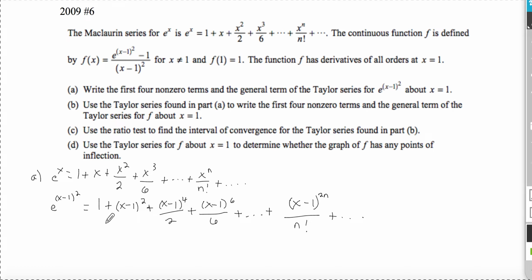Then we stand back and check our work here. All right, 1 plus, I plugged in x minus 1 squared for each of my x values. Double check, make sure I did all my squaring and things right. All right, there we go. Looks pretty good. This is our Taylor series for e to the x minus 1 squared about x equals 1. Okay?